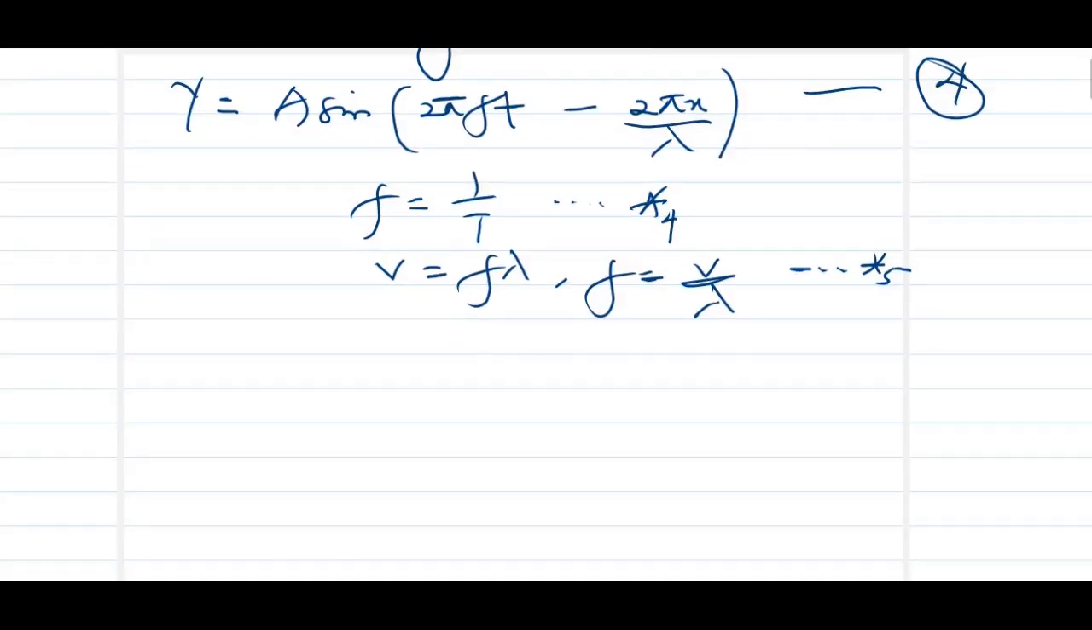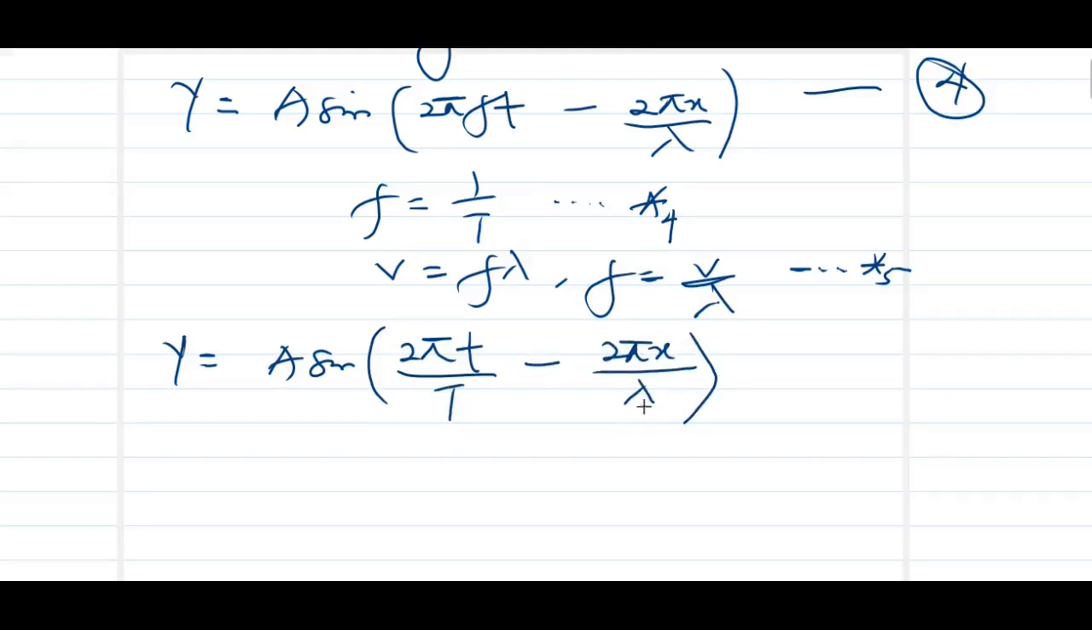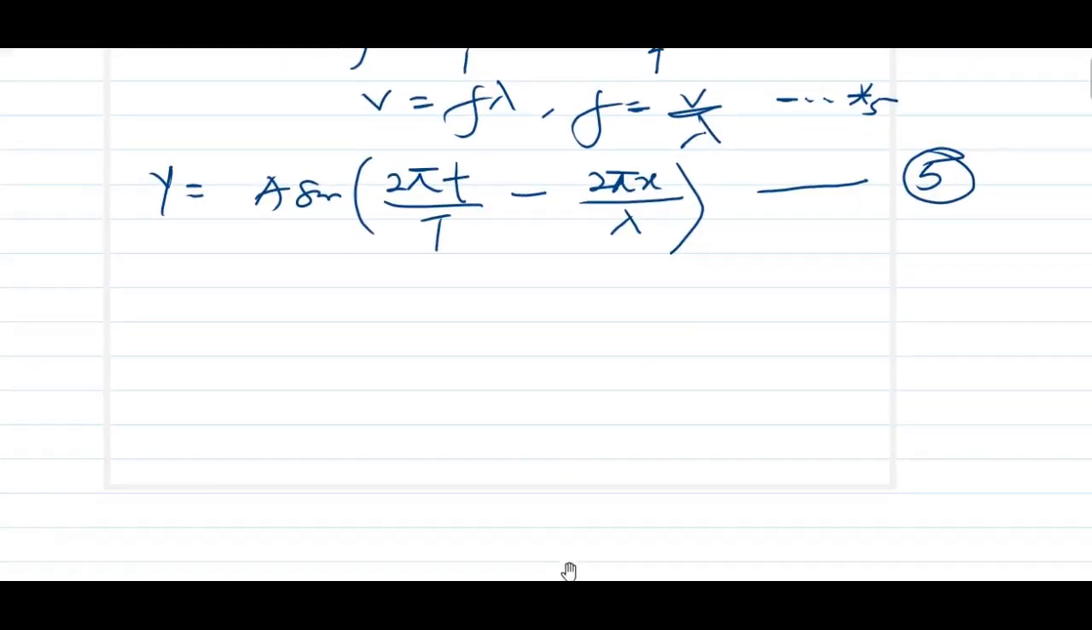So let me substitute 1 over T for f in equation 4. So we have y equals A sine 2 pi, and instead of writing f, I write 1 over T. So that will be 2 pi t over T minus 2 pi x over lambda. You can call this equation 5. From here, another thing you can do is factor out 2 pi.